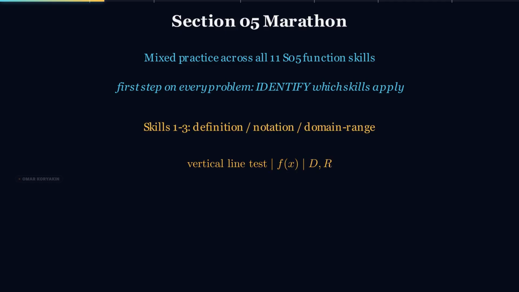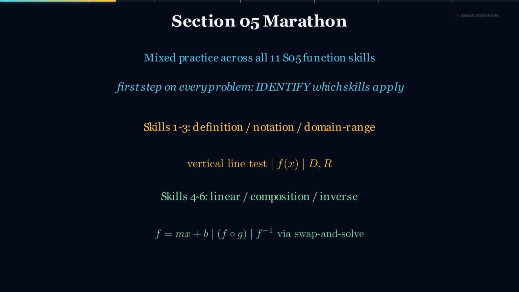Skills 1 through 3 are the foundations. Function definition with the vertical line test for graphs and the no repeated input rule for ordered pairs. Function notation and evaluation with substitute and PEMDAS for any input. Domain and range identification using the no zero denominator and no negative radicand rules combined with graph or formula structure for the range.